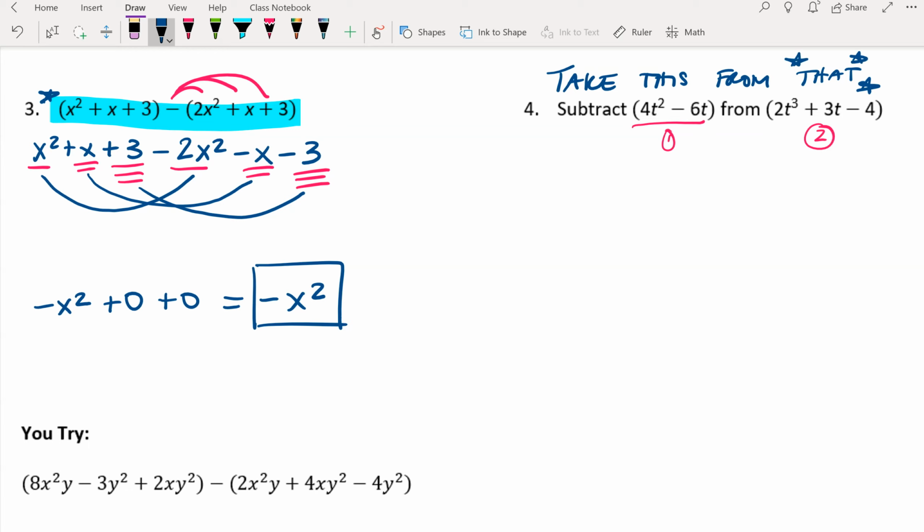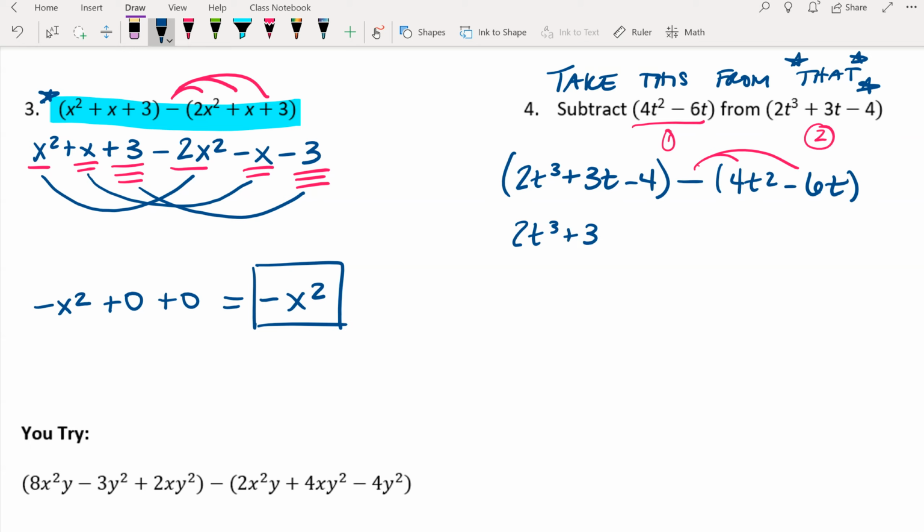So we're going to flip this, kind of. We're going to rewrite the problem. So we have 2t cubed plus 3t minus 4. That's going to go first. That's that, right? Now take it away from, that means subtract 4t squared away from that. Okay, so now that we know how to rewrite it, we just do the normal thing, distribute the sign. The SAT really likes to use that kind of language to try to trick y'all. So that's why we're talking about that.